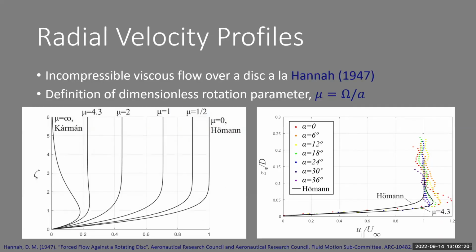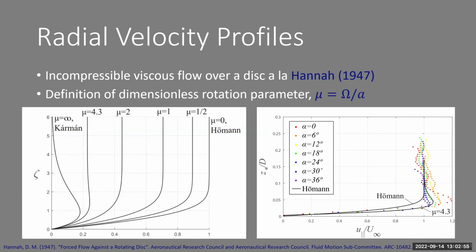Finally, we can compare the radial velocity profiles to incompressible viscous flow solutions a la Hannah. Hannah essentially defines this dimensionless rotation parameter mu, which is the ratio of the angular rotation rate and the strain rate. So mu corresponding to infinity corresponds to von Karman flow. That's an infinite disk spinning in a quiescent fluid, a still fluid. Mu equal to 0 corresponds to the classical Hiemenz flow. That is just stagnation point flow over a non-rotating, non-spinning disk.